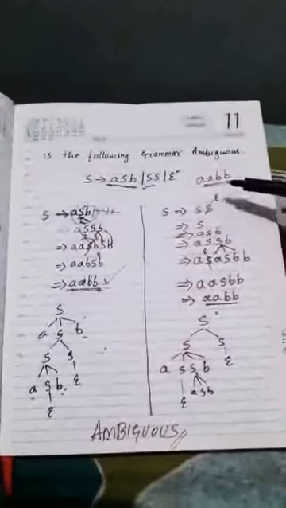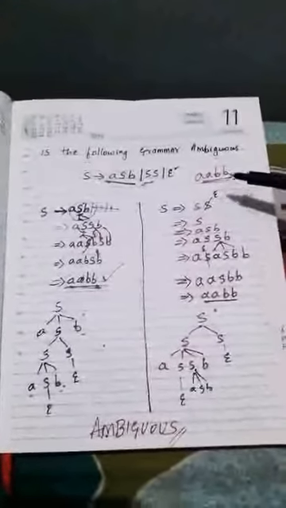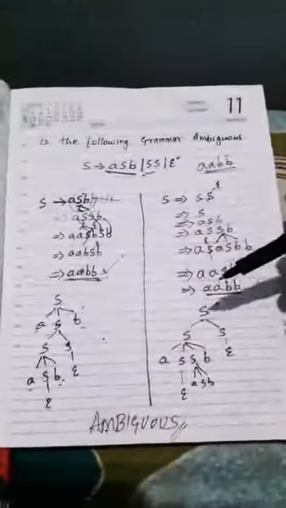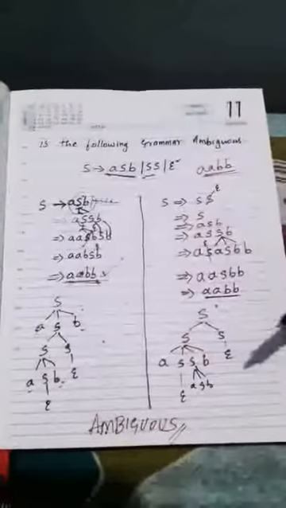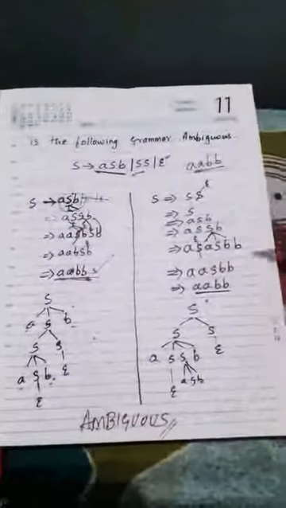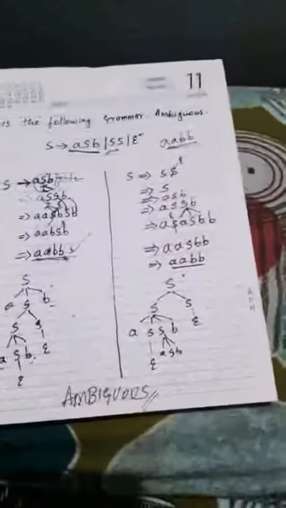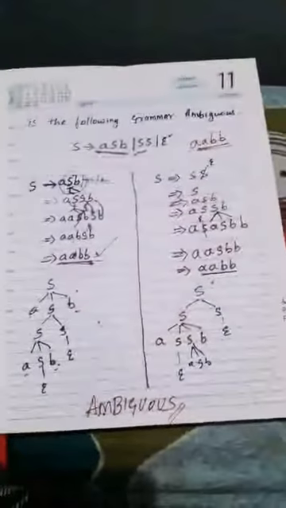So the string I am obtaining here is AABB only, but the way of obtaining it is different, and we have multiple derivation trees. Similarly, if you try in a different way, you may get even more derivation trees. That's why we say the given grammar is ambiguous.